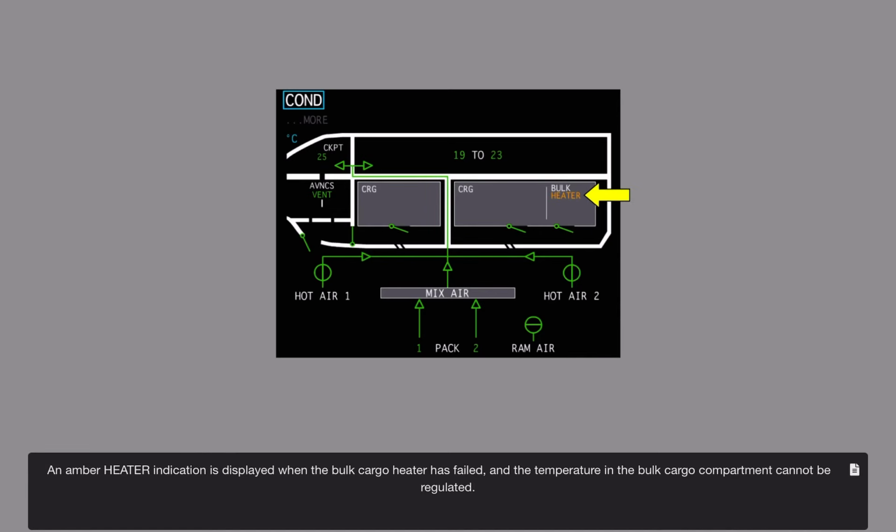An amber heater indication is displayed when the bulk cargo heater has failed and the temperature in the bulk cargo compartment cannot be regulated.